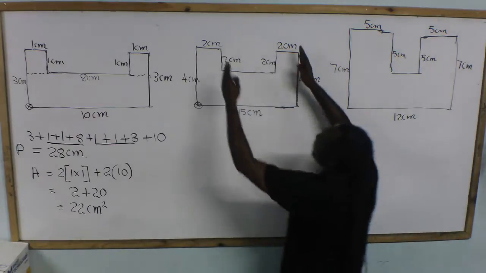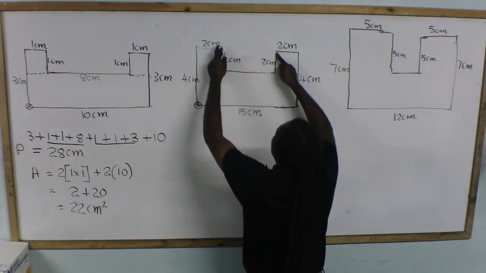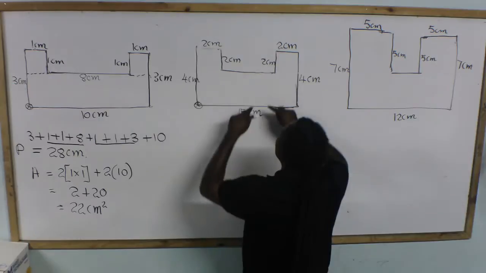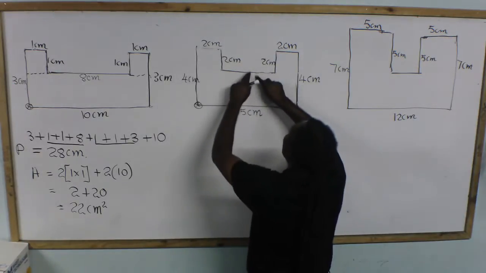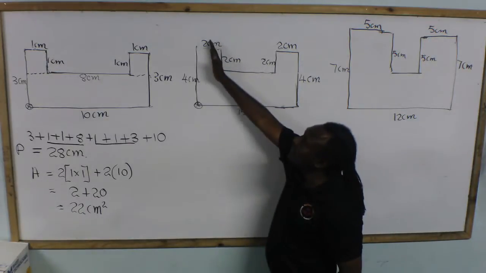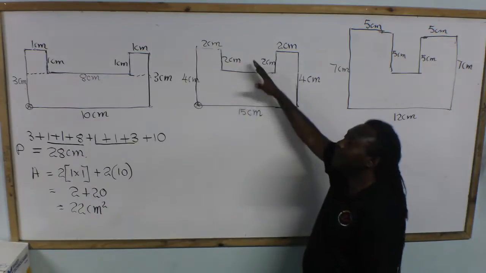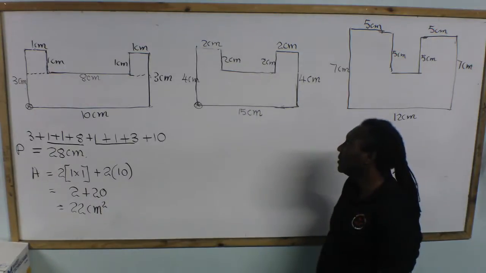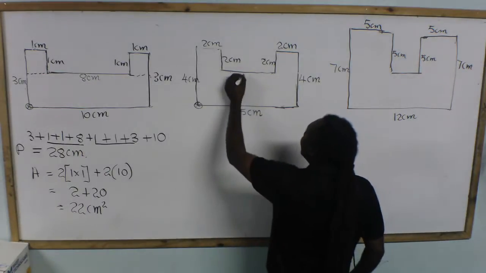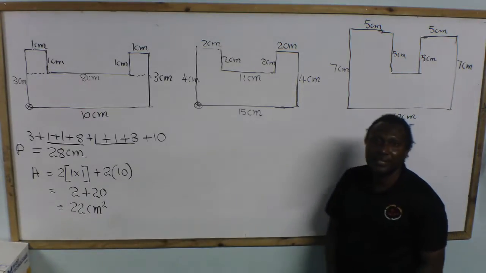Now this is 15 centimeters. And we have 2 centimeters here. So 2 centimeters there and there. So we're going to take those 2 from the 15, and what we get will go right there. So notice that we have 2 centimeters here and 2 centimeters there. So in all, we have 4 centimeters. So we take that 4 centimeters from 15, and we will get 11 centimeters right there.